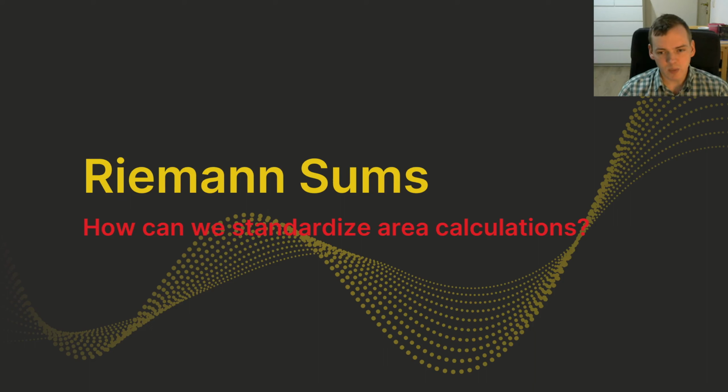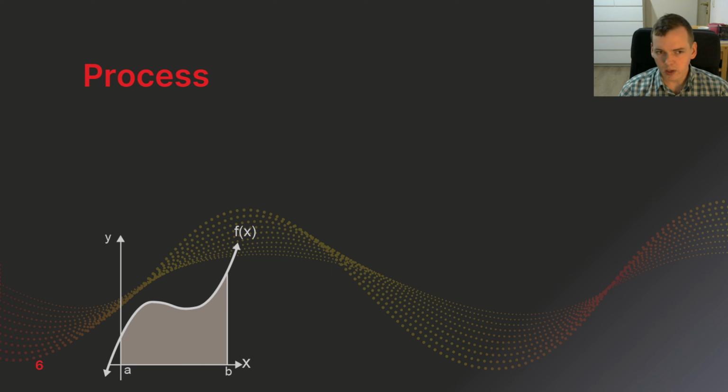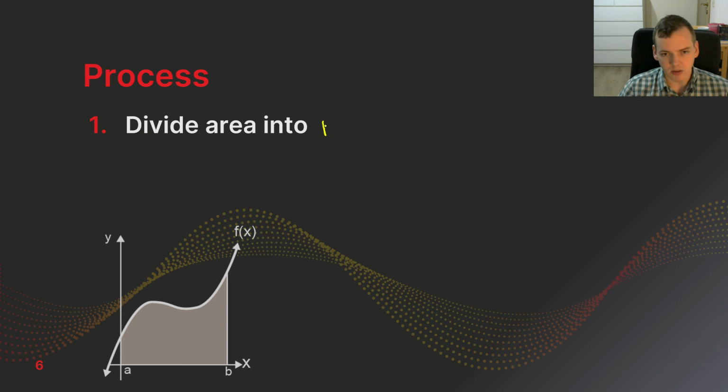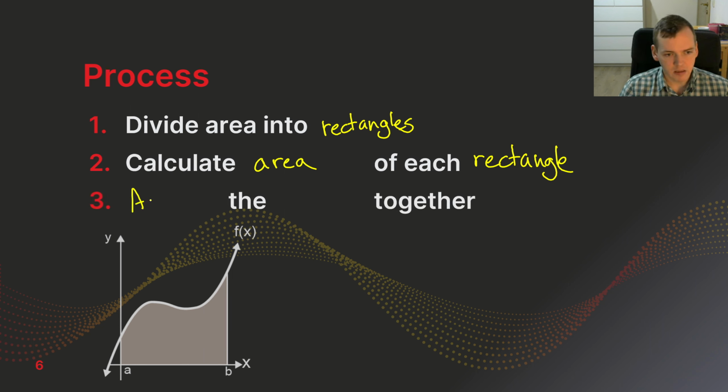We're going to look at Riemann sums here, which is a way to standardize area calculations. So if something can't be geometrically calculated, we can find the area under the graph using this idea. The process for a Riemann sum is to first divide the area into rectangles. Next, you calculate the area of each rectangle. And then finally, add the areas together.